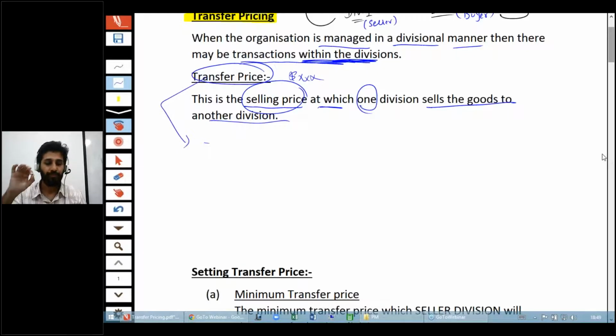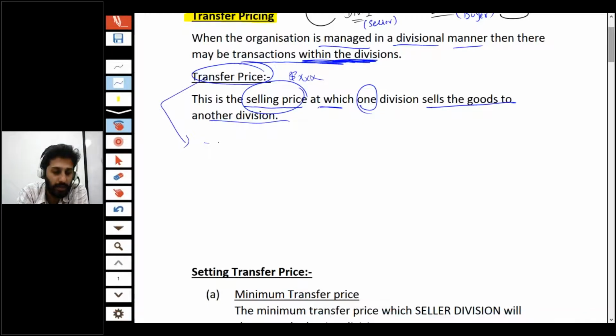The answer is no, because a division is said to be a division when it has the opportunity to take decisions for its own division. That is decentralized authority, or you can say decision-making autonomy is given to the divisions. All right. Now a point to be noted is that the transfer price should be set in a manner so that both divisions are in profit. I'm using the shortcut TP for transfer price.